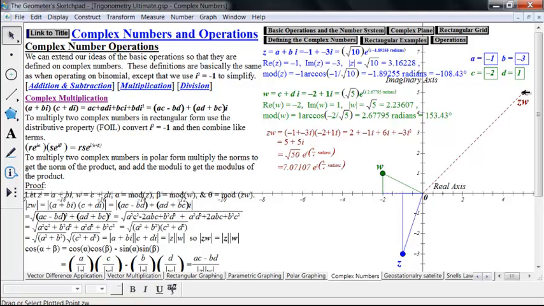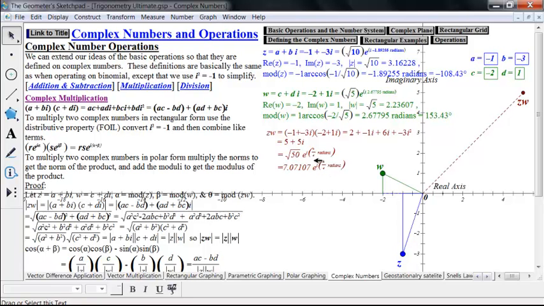You can see that, hopefully, yep, it's graphed in the right place: 5 to the right, 5 up. That's 5 plus 5i. Now, if we take 5 plus 5i, we know that the length is the square root of 50, which is 5 square root of 2.